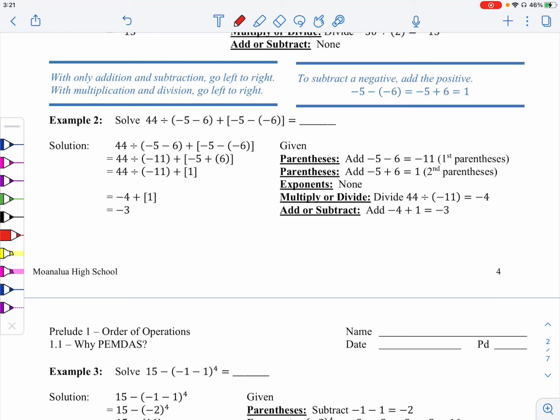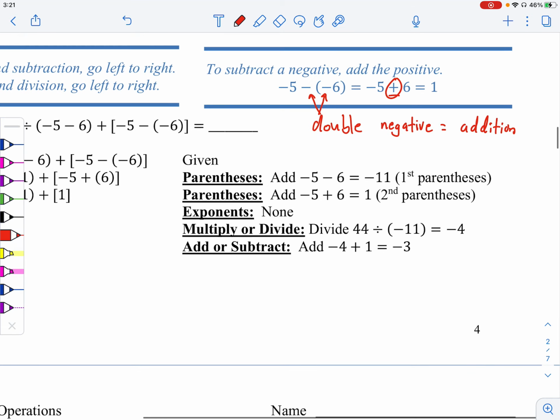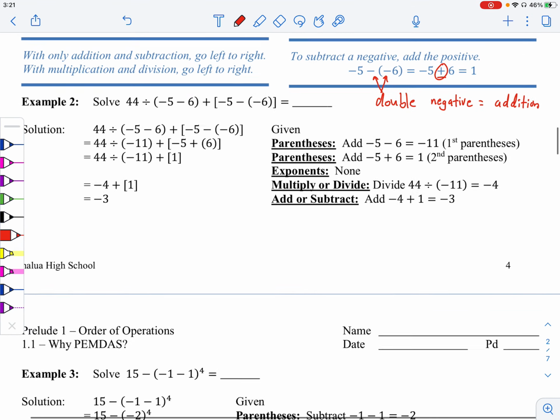Right, so in here, a couple notes. Whenever you see the double negatives, equals addition. Always, right? Addition right there. So double negatives equals addition. So negative 5 plus 6 equals that 1.